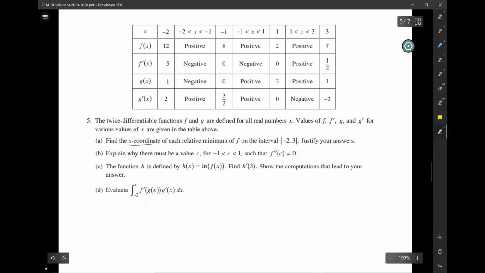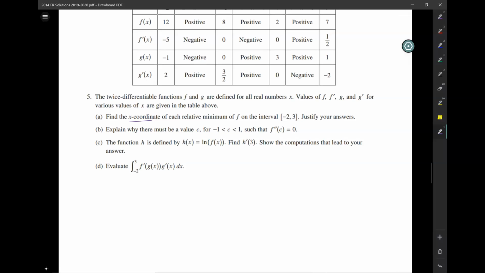So for the relative minimum, we have to look for where f prime of x changes. Let's take a look at whether there is a critical point here. In order to be a relative minimum, the graph has to decrease and then increase. So f prime of x has to change from negative to positive.